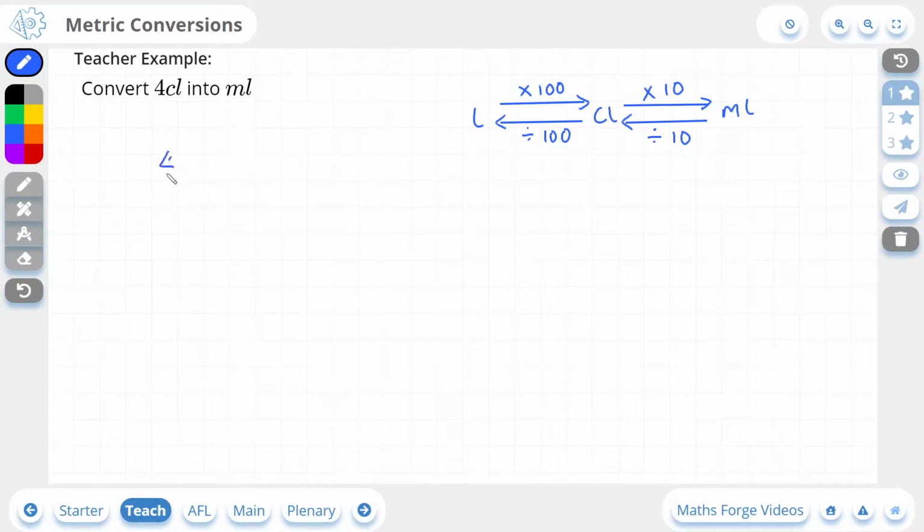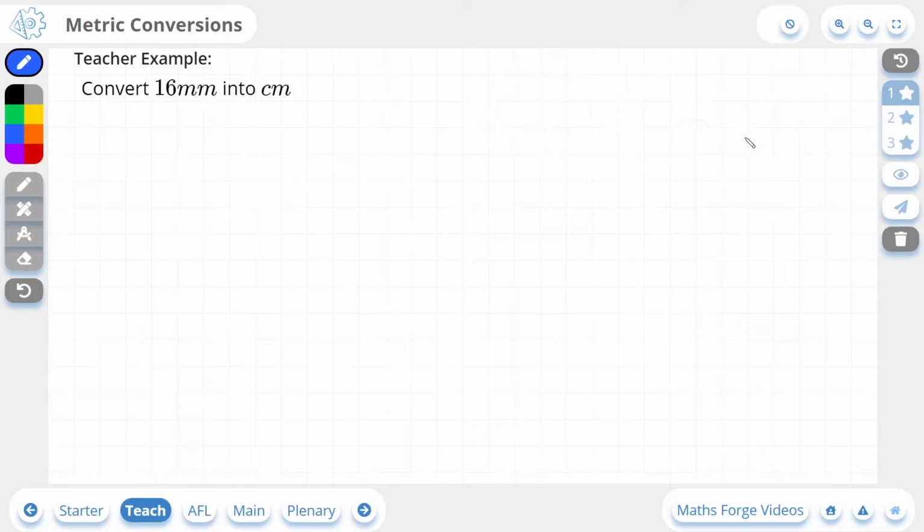So we want 4 centiliters to milliliters. Well, to get from centiliters to milliliters, looking at our chart, it's going to be times 10. So 4 centiliters should give us 40 milliliters. And if we check our answer, there it is. So it's very important for you to remember these conversion charts that I'm writing in this lesson and be able to apply them to convert units. We'll do another one-star example.